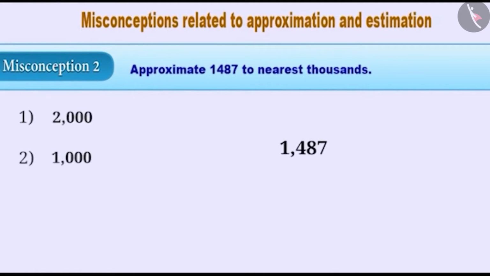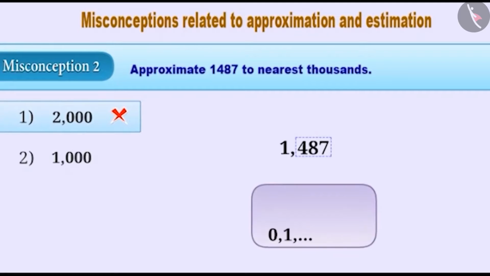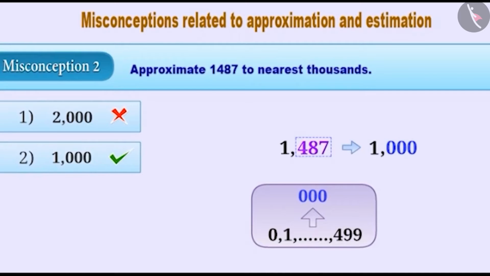Misconception 2. Approximate 1487 to the nearest thousands. Sometimes, in order to get the solution, we assume to approximate to nearest tens, then hundreds, and then thousands. This is an incorrect way. The correct way is that if the number formed by the last 3 digits lies between 1 and 499, then it is nullified. This way, the number formed by the last 3 digits of 1487 is 487, which is close to 0. Therefore, by writing 0 at its place, we get the correct answer, 1000.